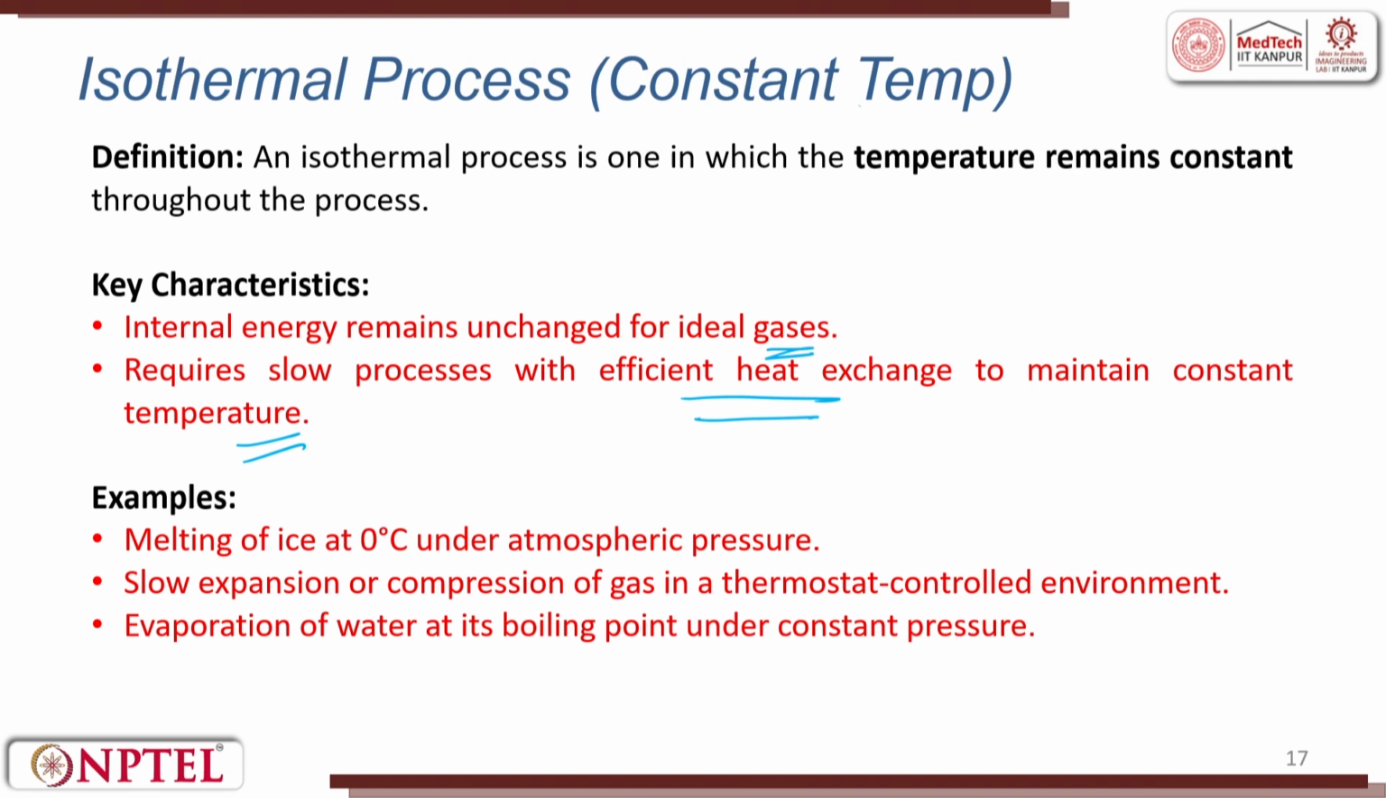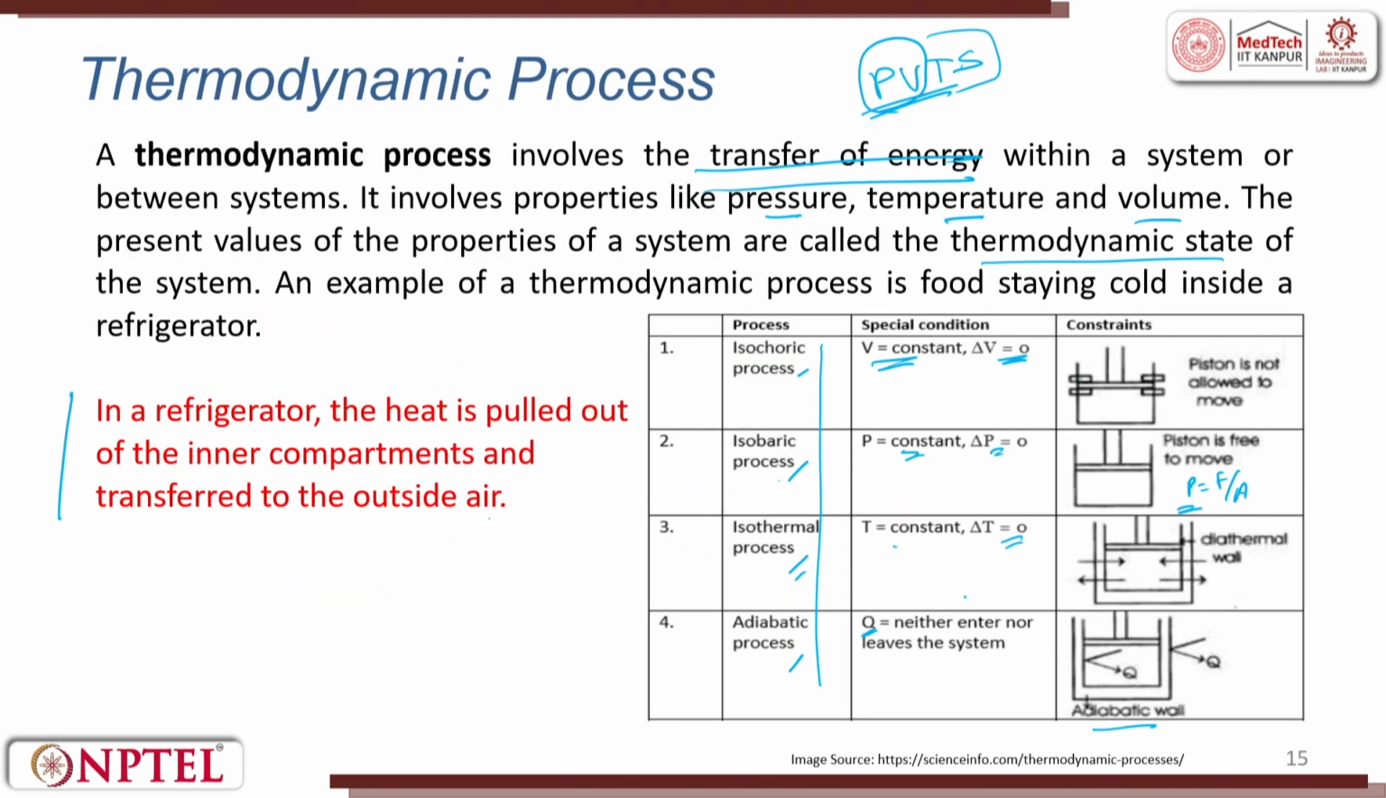Okay, the heat has to be dissipated, and when the heat has to be dissipated, you cannot do it instantly. It requires a slow process with efficient heat exchange to maintain a constant temperature throughout the process. So here internal energy does not change. So if you go back to the figure, isothermal process, you can see here again there is a wall.